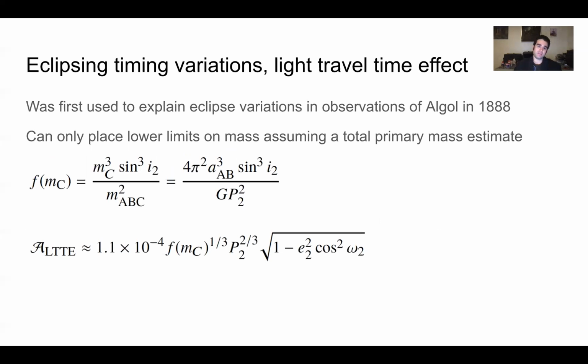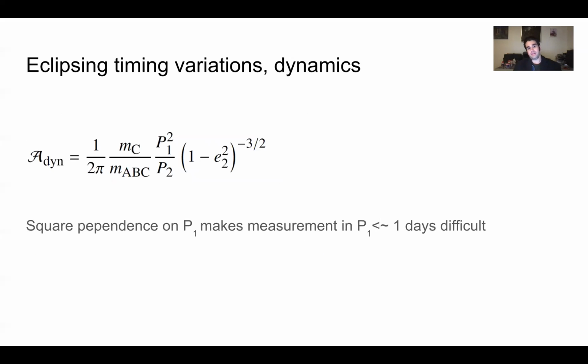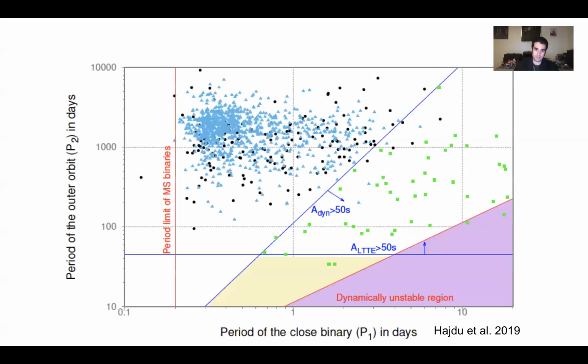So we can see here that the dependence is actually weaker on the period of the tertiary for the light travel time effect than it is on the period of the close-in binary. So on more systems, you're going to have the light travel time effect detectable, and the dynamical effect is going to be less detectable. And it's going to be pretty much impossible for periods less than 1 day.